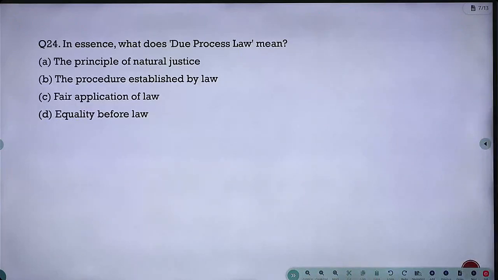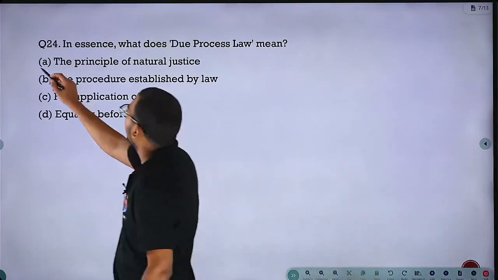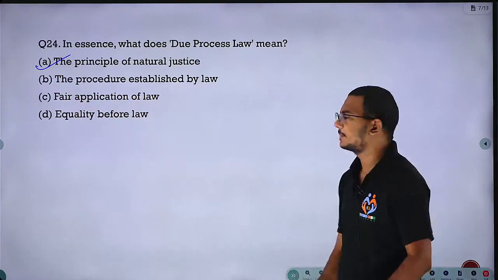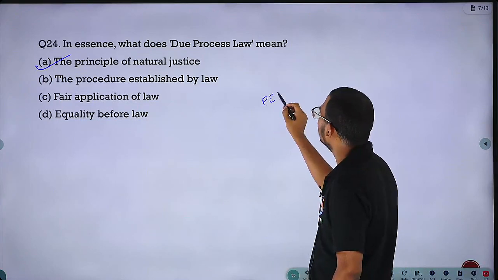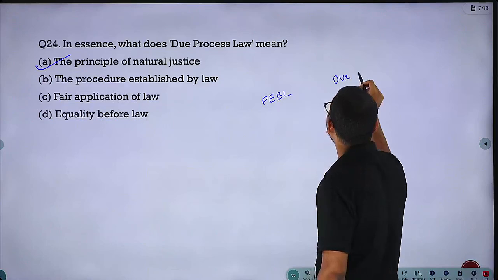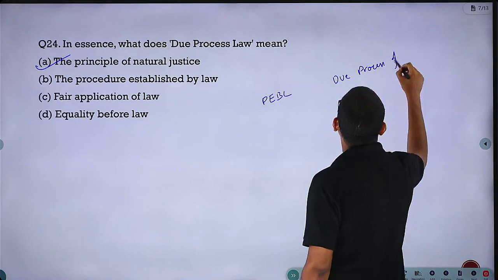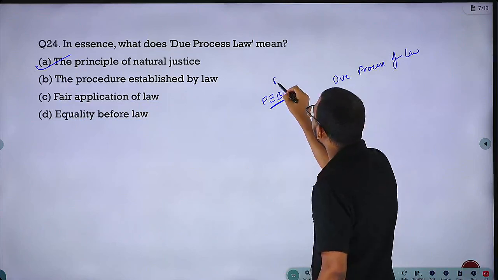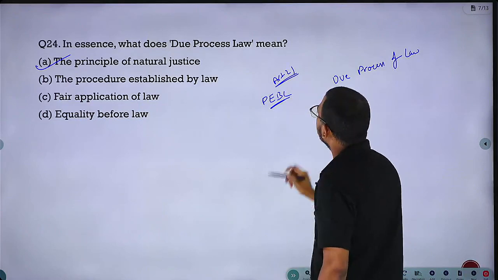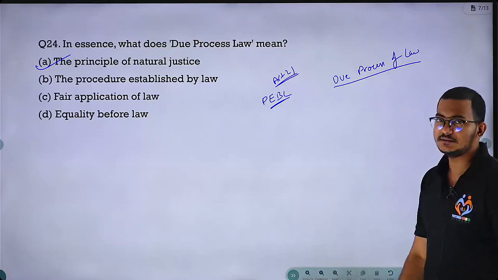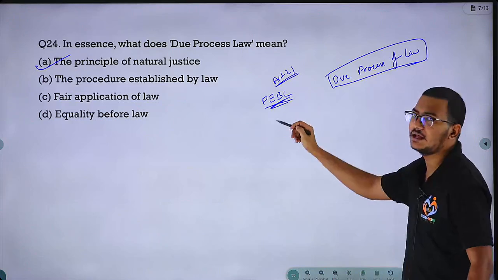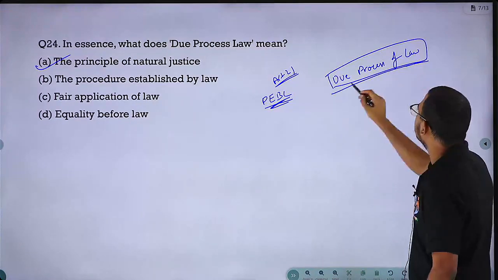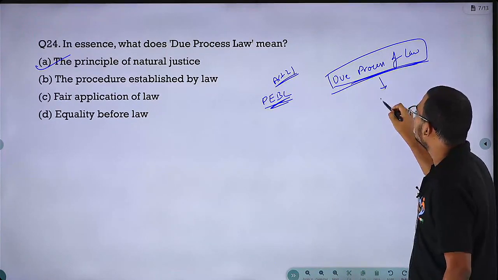Next question, in essence, what does due process law mean? See, due process of law means simply the principle of natural justice, guys. Because what it is talking about is, there are two things: procedure established by law and due process of law. This is mentioned in article 21. So in Maneka Gandhi case, the Supreme Court told that procedure established by law means not procedure established by law, instead it is due process of law, which is given in the USA Constitution.